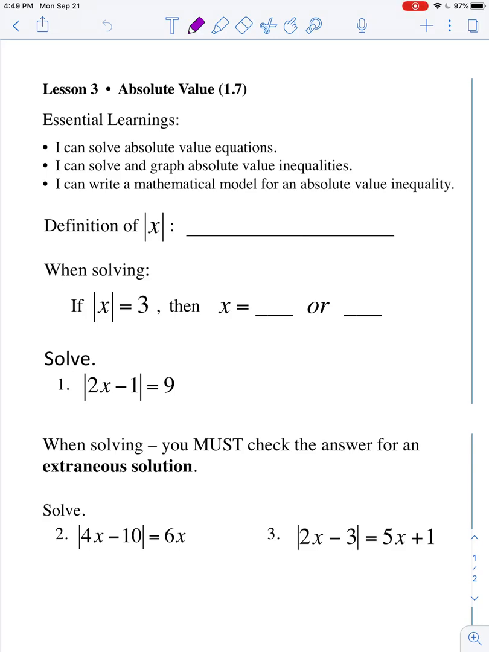All right, folks, here we are again. This is lesson 3, and this one actually is going to be a little bit more in depth and require probably a little more concentration.